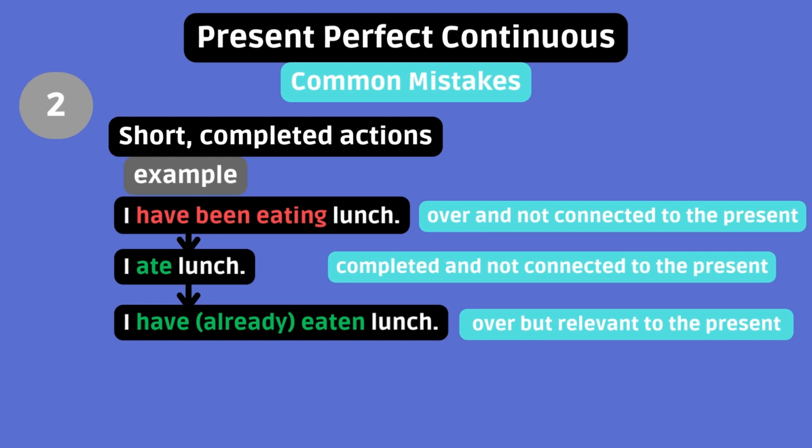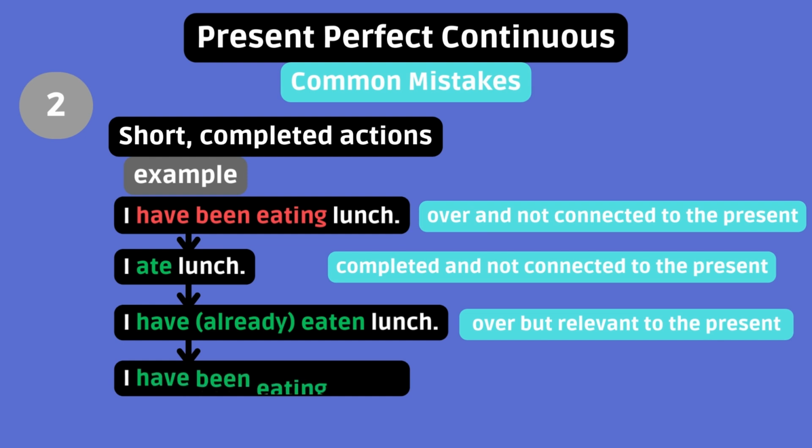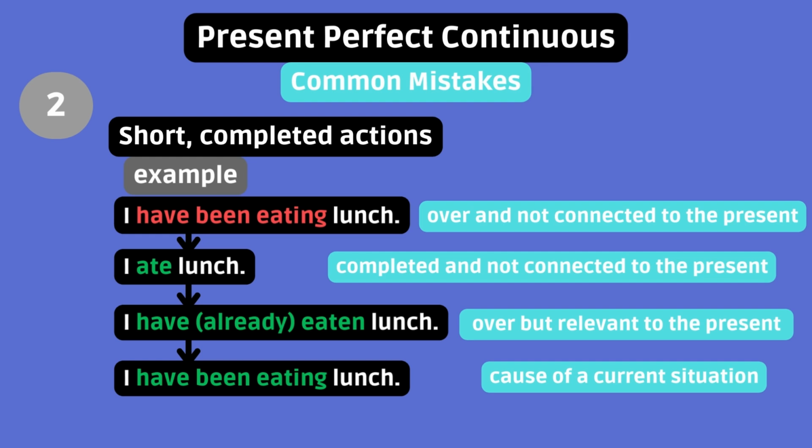And yes, I have been eating lunch can be correct. If you're expressing the cause of a current situation, it all adds up. Perhaps you were asked, "Why are you burping so much?" "Sorry, I've been eating lunch. I ingested air as I was eating, which is now causing the burping." In the end, context is the key.